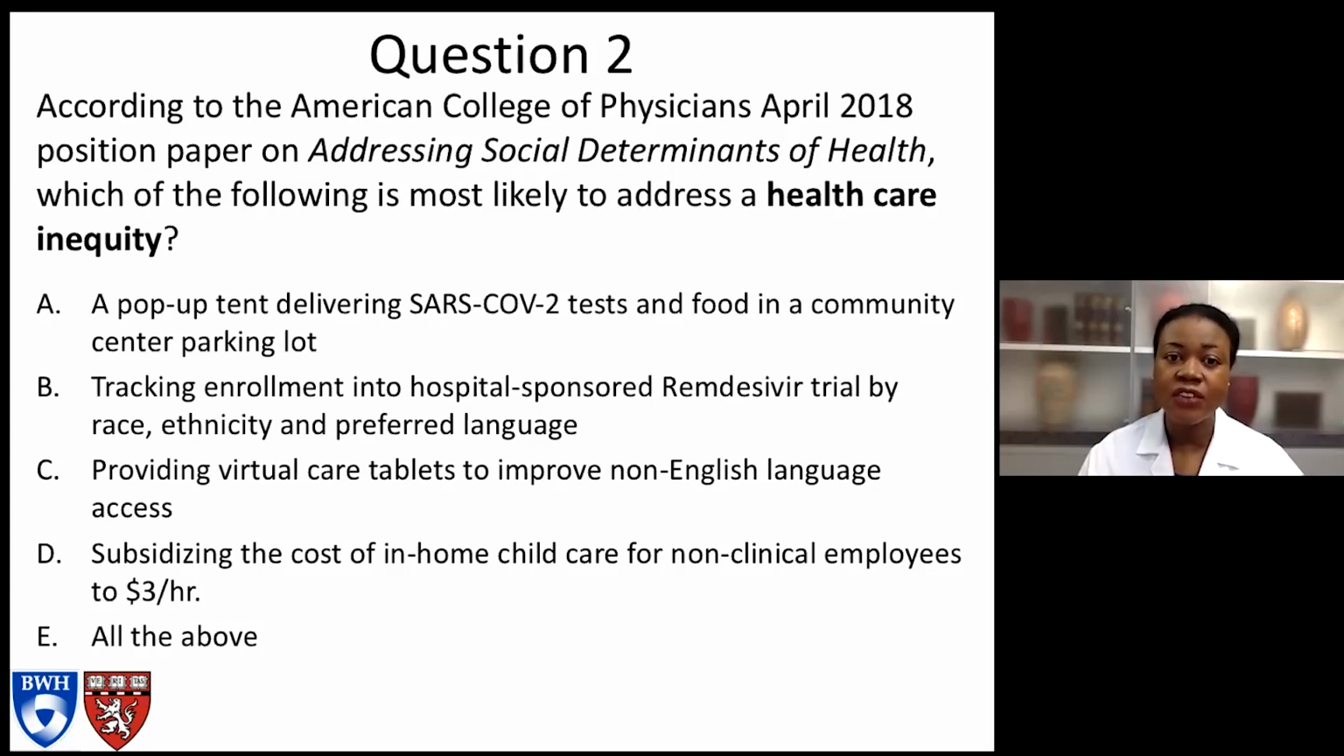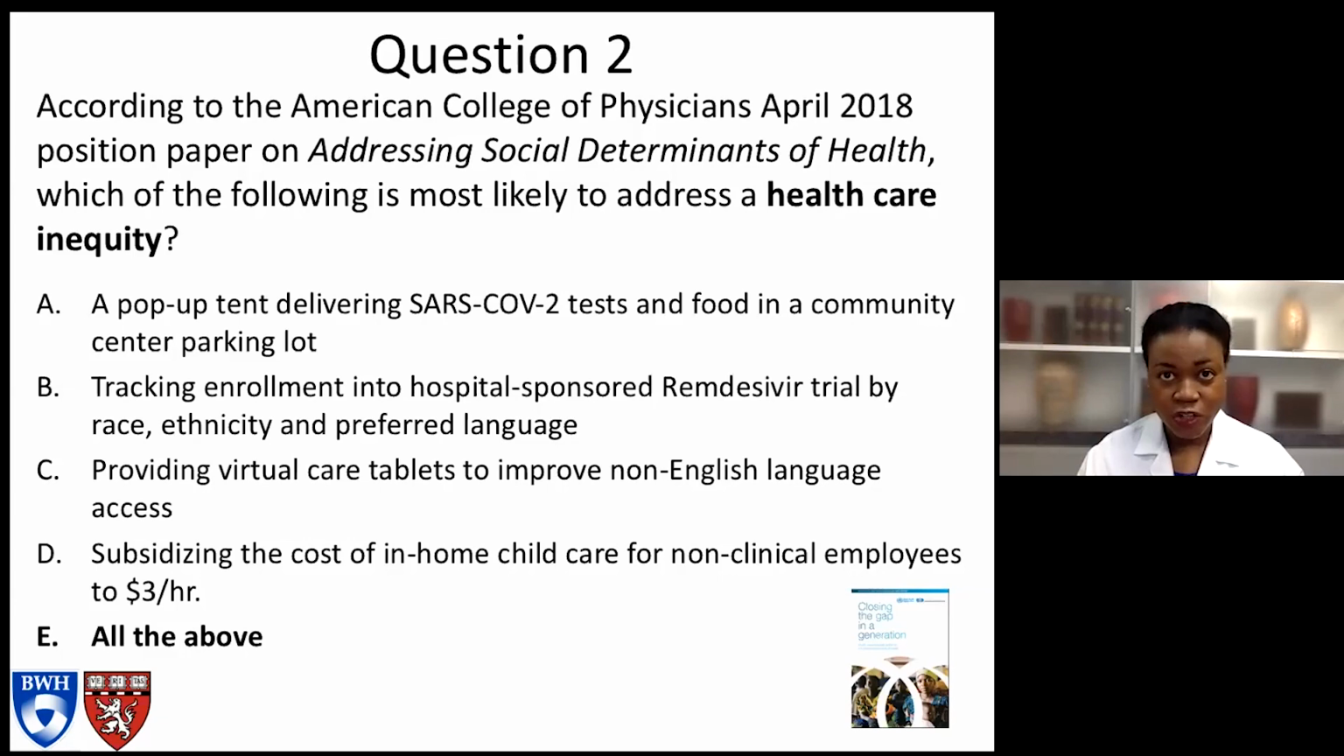A pop-up tent delivering SARS-CoV-2 tests and food in a community center parking lot. Tracking enrollment into hospital-sponsored remdesivir trials by race, ethnicity, and preferred language. Providing virtual care electronic tablets to improve non-English language access. Subsidizing the cost of in-home childcare for non-clinical employees to $3 an hour. Or all of the above. And I'll give you a moment to answer this question for yourself. Which answer did you choose?